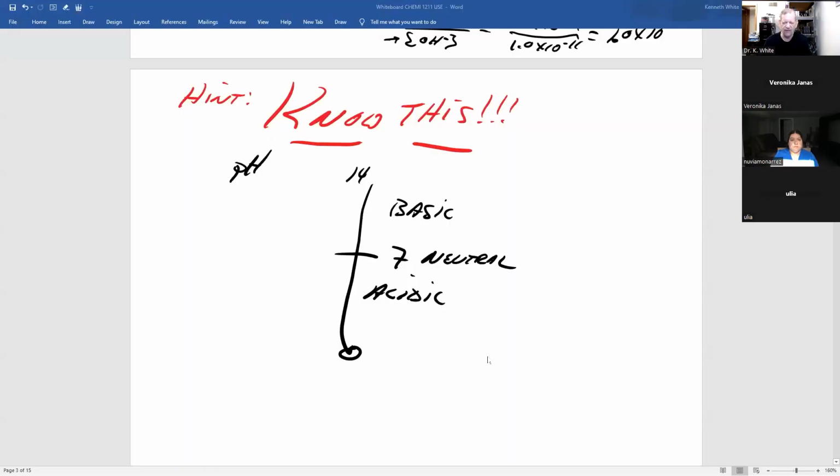All right, let's go back. You should know pH. If it's at 7, it's neutral. If it's above 7, it's called a basic solution. If it's below 7, it's acidic.